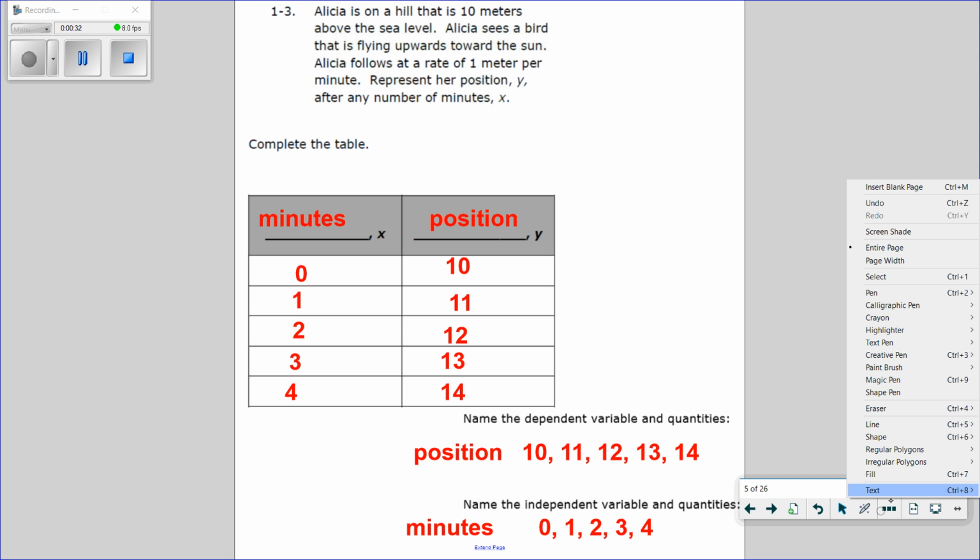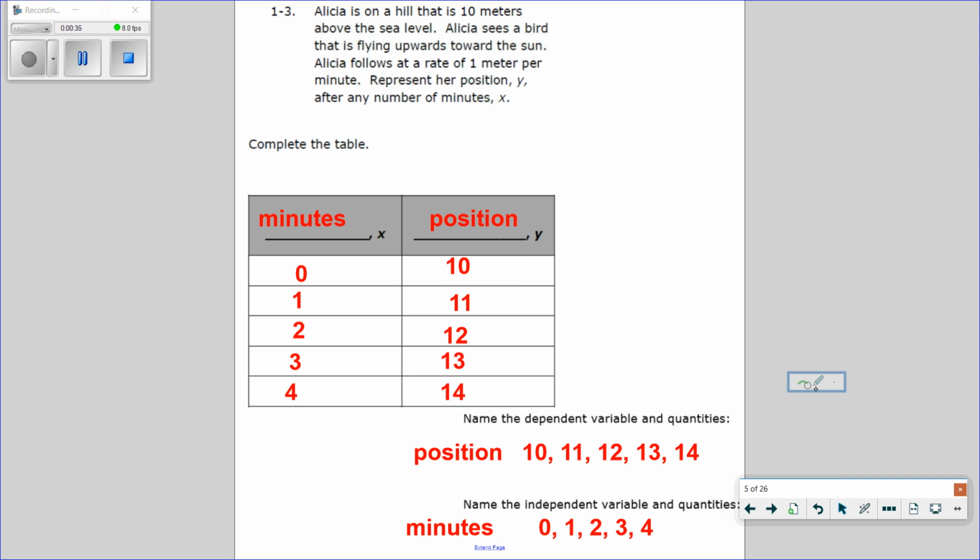So let me get my pen going and let's read. Alicia is on a hill that is 10 meters above the sea level. Alicia sees a bird that is flying upward towards the sun. Alicia follows at a rate of 1 meter per minute. Represent her position y after any number of minutes x. All right, minutes here, position y.